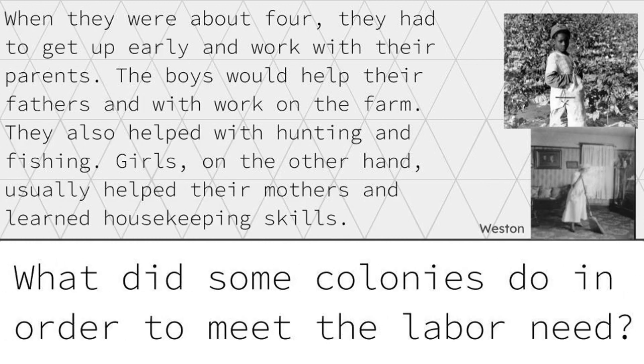What did some colonies do in order to meet the labor need? When they were about 4, they had to get up early and work in the field with their parents. The boys would help their fathers with work on the farm. They also helped with hunting and fishing. Girls, on the other hand, usually helped their mothers and learned housekeeping skills.